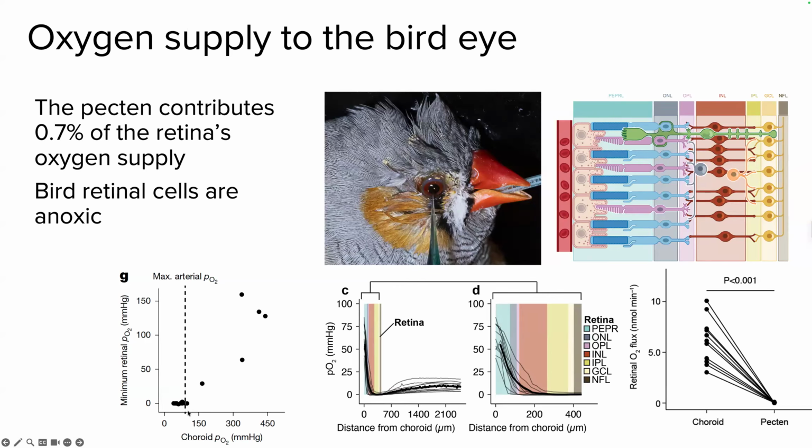And here we could see that the oxygen levels need to be above 150 millimeters of mercury in the arterial blood in order to avoid retinal anoxia. The maximum PO2 in a bird is similar to a mammal, around 100 millimeters of mercury. So this means that under no physiological circumstances that the animal experiences during its daily life can it avoid retinal anoxia, suggesting that this is a chronic phenotype of these animals that they live with constantly throughout their lives.